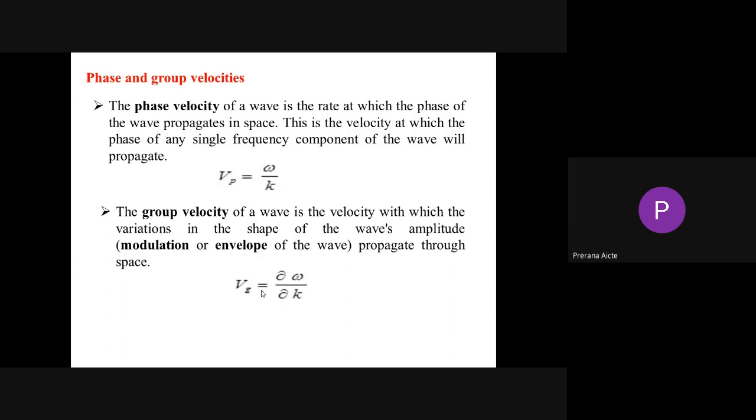So phase velocity is the rate of change of phase when the wave is propagating in space, whereas group velocity is the rate of change of amplitude while the wave is propagating in the free space medium. That is the group velocity. So those are the topics.